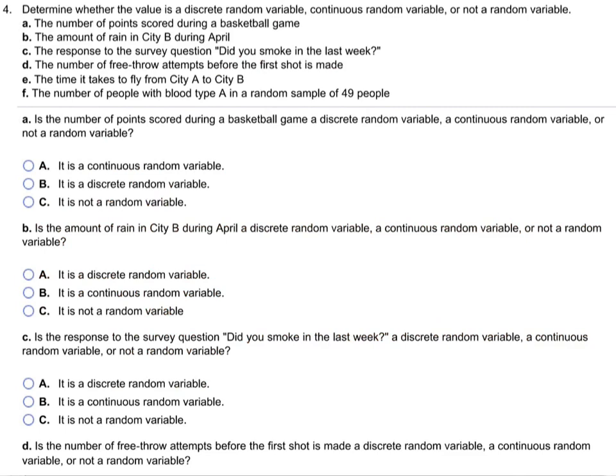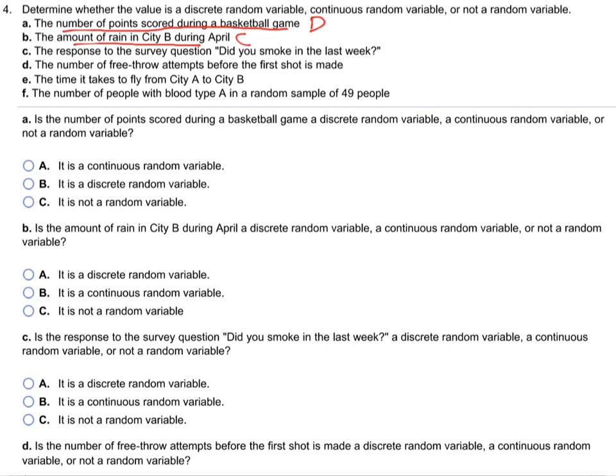Good. All right. Let's try number 4. Determine whether the value is a discrete random variable, continuous random variable, or not. So for each one of these, we're going to do discrete or continuous. Remember, discrete means there's just a finite number of answers, not continuous. So number of points scored in a basketball game. That's discrete, because that can't be any number. You can't do 2.3, right? The amount of rain in the city during April. That's continuous, because that could be any number, couldn't it? There could be 2.314679 inches. There could be any amount.